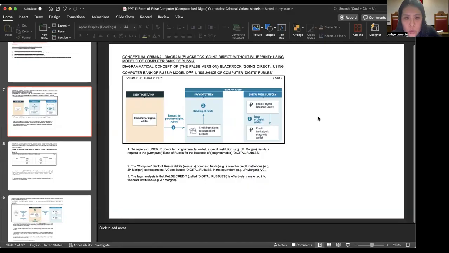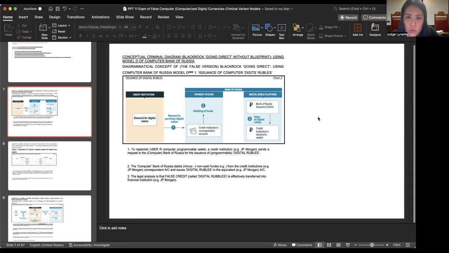First, to replenish the user's computer programmable wallet, a credit institution called JP Morgan. So again, this is fiction because I believe there's a cessation of relationship for some time. Previously, they did utilize some of the services. So this is just a fictitious example for illustration.